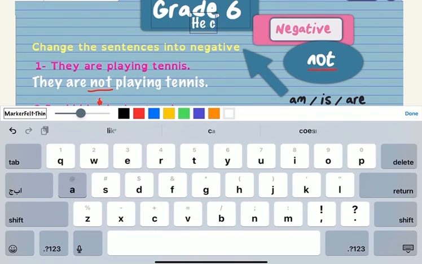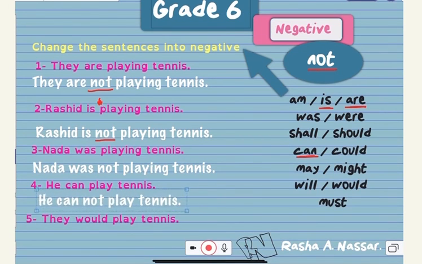So the answer will be he cannot play tennis. So number 4, when I see can, it is a helping verb, so I will use only not. I cannot say he can't play tennis. No, I cannot use doesn't. I cannot use didn't, but I will use only not after the auxiliary verb or helping verb.